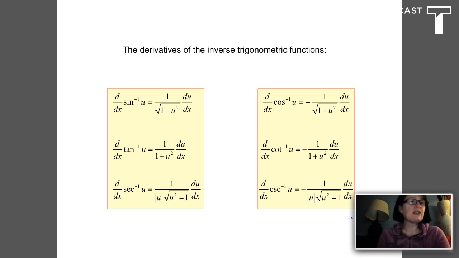Some things to notice: the derivatives of co-functions, co-inverse functions, are just opposites. So the derivative of inverse cosine of u is the opposite of, its negative derivative of the inverse sine of u. And that's true for all 3 pairs of functions. Alright, let's try some of these examples.